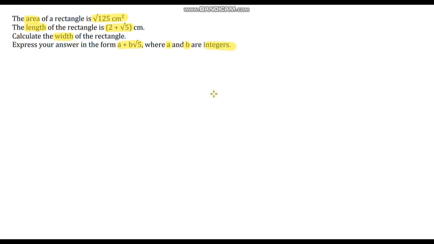Okay, the first thing I'm going to do, as before, is to draw a sketch of our rectangle. So let's draw it out over here. So this is my rectangle. So let's just pretend that these are straight lines. So we know that the area is root 125, square root of 125. The length of the rectangle is 2 plus root 5. And we need to calculate the width of the rectangle. So let's just call that x. So we need to calculate the width of the rectangle, and then when we've done that, our answer should be in the form of a plus b root 5, where a and b are integers.